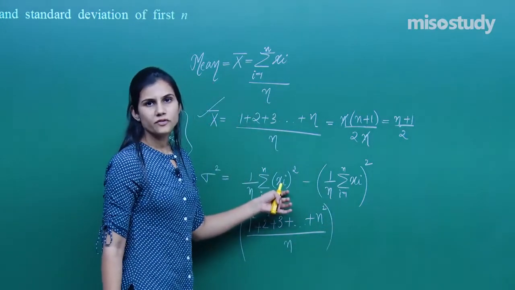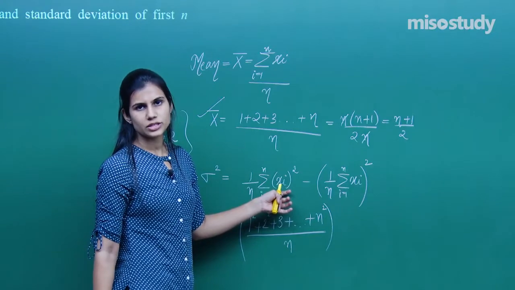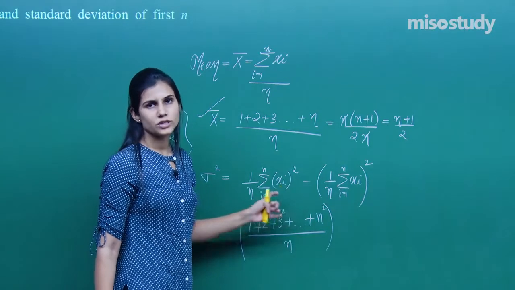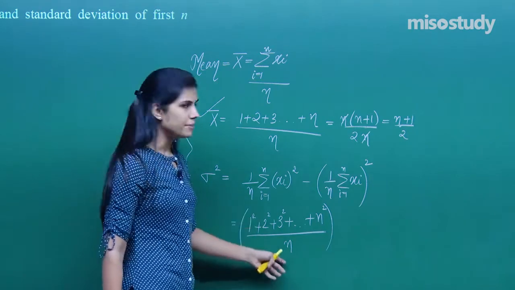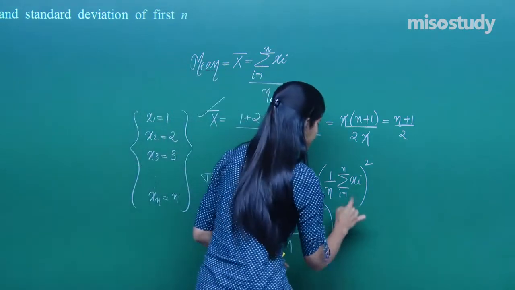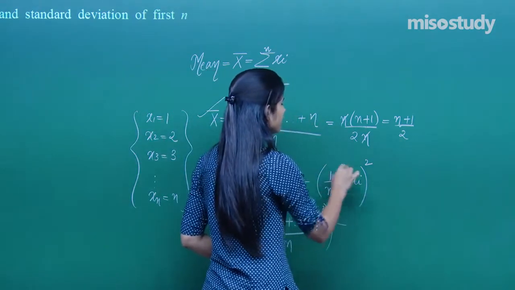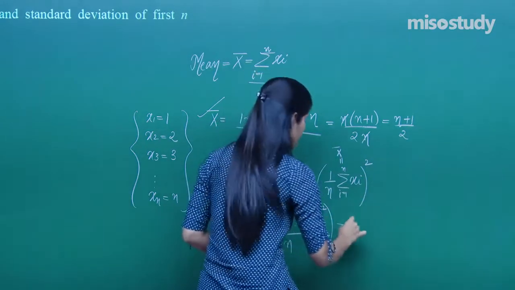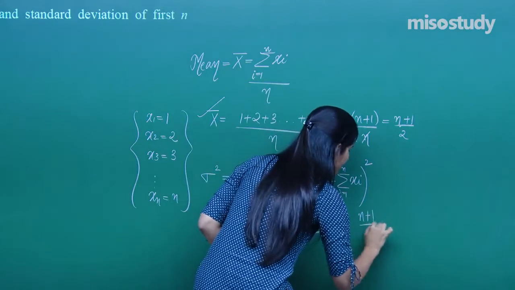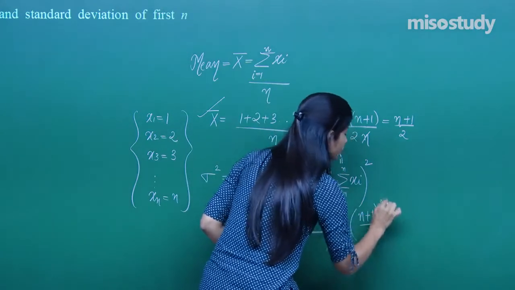Sum of squares of n individual observations x1, x2, x3 up till xn, that means sum of squares of first n natural numbers 1, 2, 3, 4, 5 up till n, whole divided by n, minus... What is this? This is the mean. This is nothing but the mean, and the mean is coming out to be (n plus 1) by 2. So, ((n plus 1) by 2) whole square.